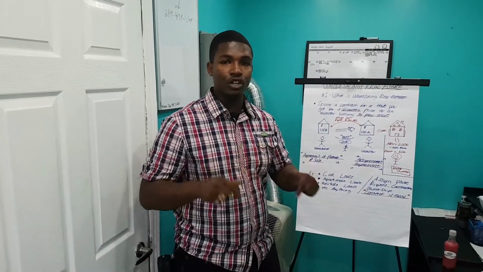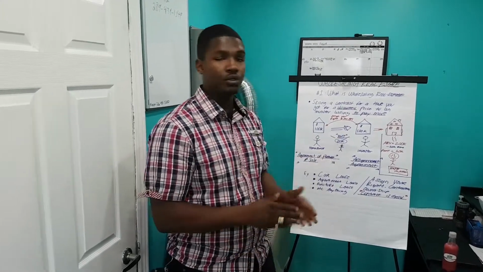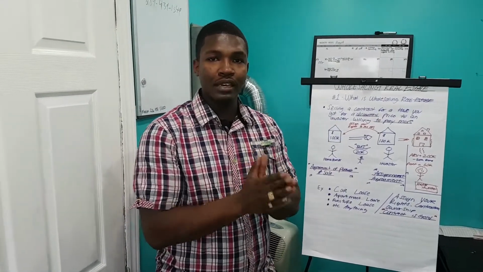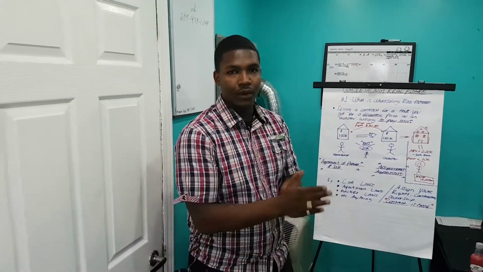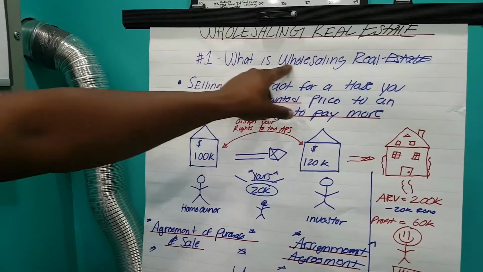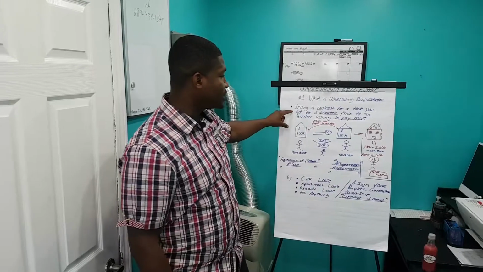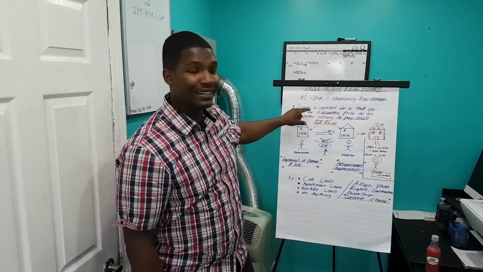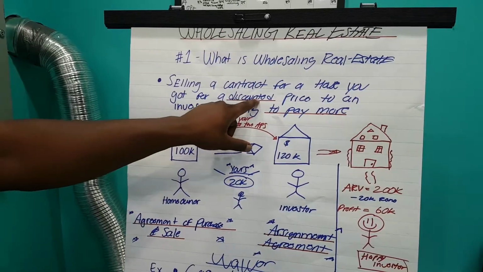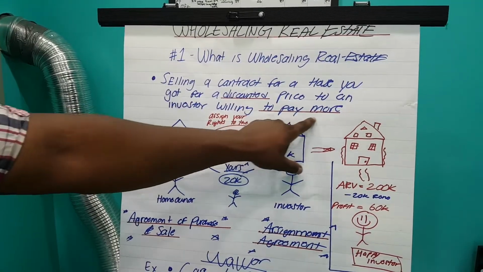This is how I started my wholesaling career. I want to show you guys how I did it and how to start making money right now in real estate with as little as 500 bucks. So what is wholesaling real estate? Wholesaling real estate is selling a contract for a house you got for a discounted price to an investor willing to pay more.